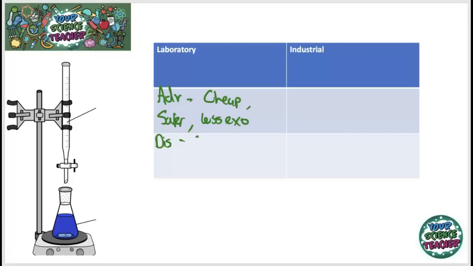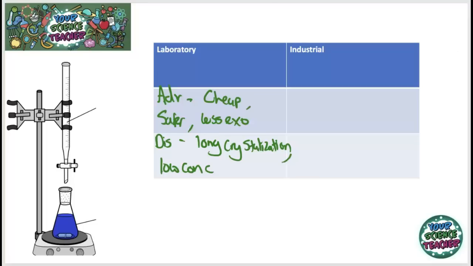But on the contrary, we do have a few disadvantages of carrying this out in a laboratory. It's going to be an incredibly long process because you'll have to carry out crystallization, which can take a long time in order to dry your fertilizer and make sure that it's crystallized well enough. Also, you're going to make your product in pretty low concentration. So this method of producing fertilizer is not what we use on a large scale.